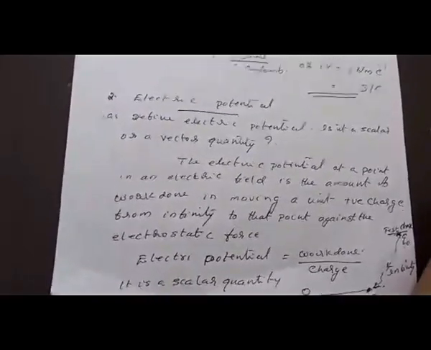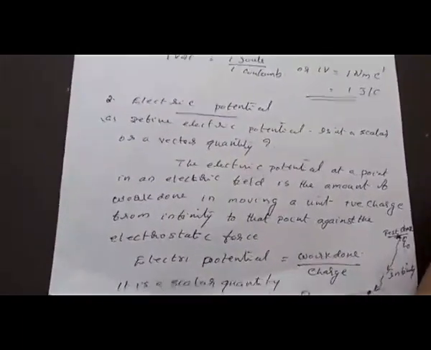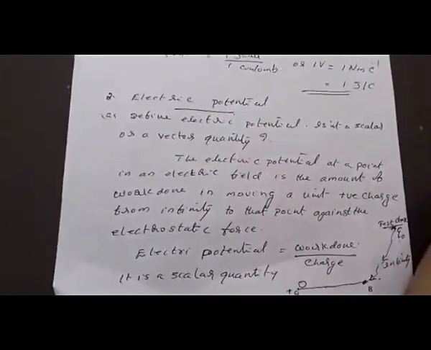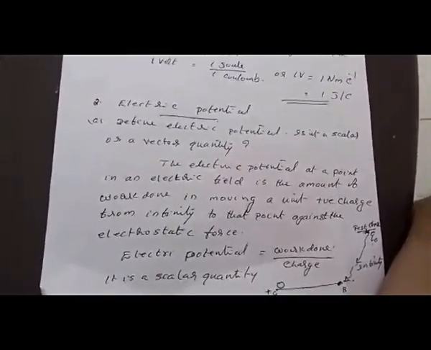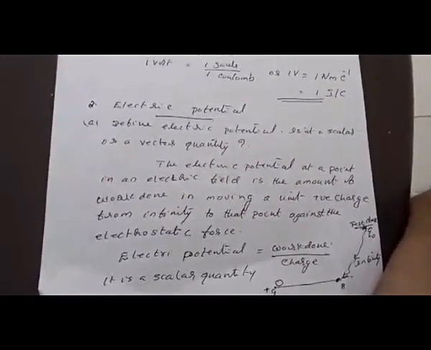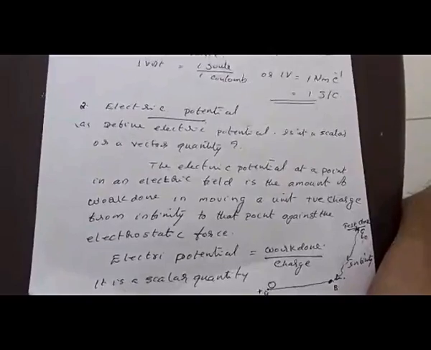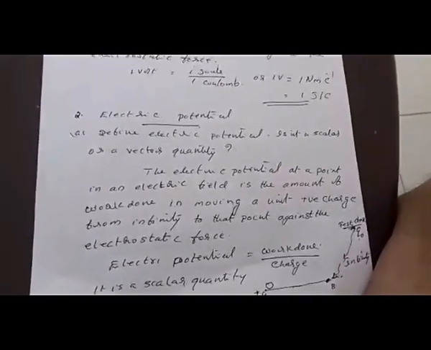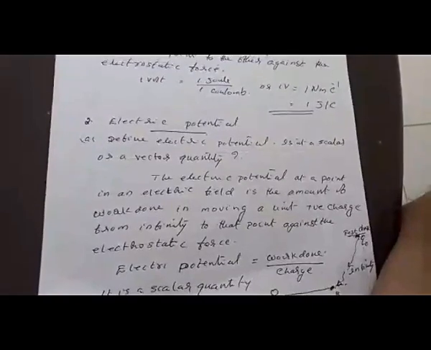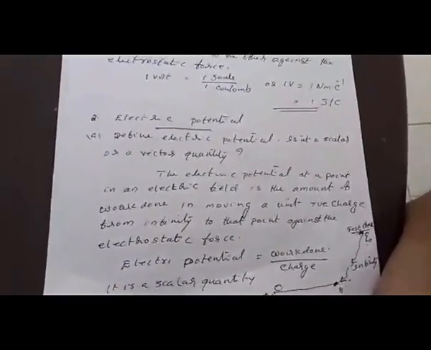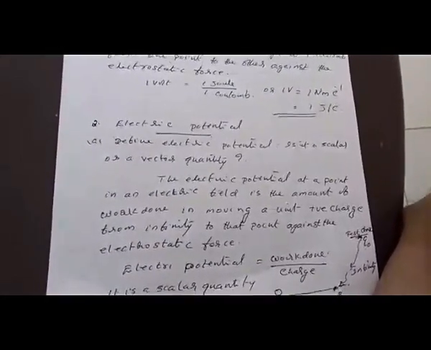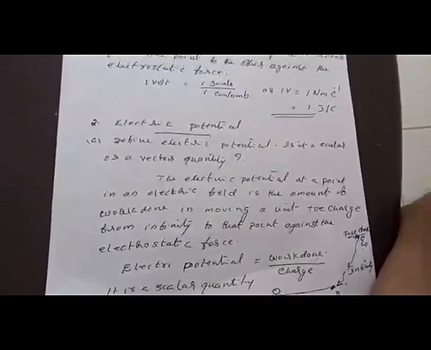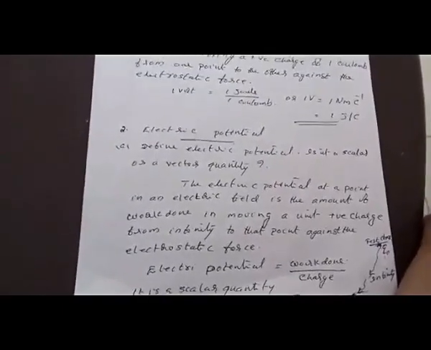A test charge plus Q0 is brought from infinity to the point B. Work has to be done. From this we can define electric potential. It is defined as the amount of work done in moving a unit positive charge from infinity to that point against the electrostatic force. It is a scalar quantity.